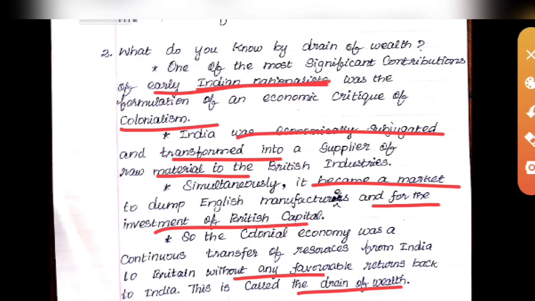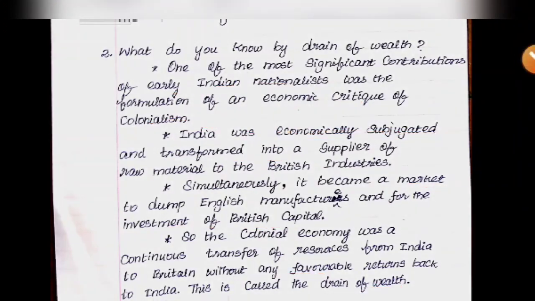Yes, they found out this one. They were criticized, economically, for the policy of the British. So what was the policy of the British? In the sense of colonialism, imperialism. Yes, children, India was economically subjugated. What is the meaning? We are under the control of Britain.